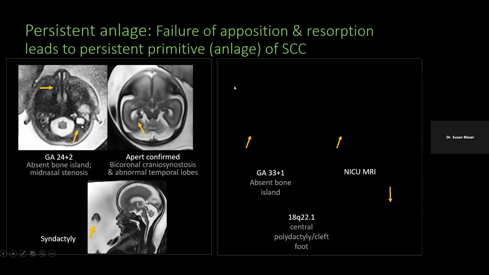Let's take a look now at persistent anlage, which is failure of apposition and resorption is going to lead to a primitive anlage of the superior semicircular canal. That just means primitive. So here you have a bone island. Here you don't have a bone island. You also have a midnasal cavity stenosis. There's your pinna, there's your pinna. We have a little problem on this particular sequence with some artifact. But then when you come out here, you can see the abnormal temporal lobes that you saw nicely on the prior talk with Ajay. And that's an Apert's case.